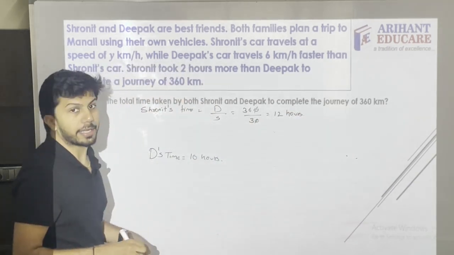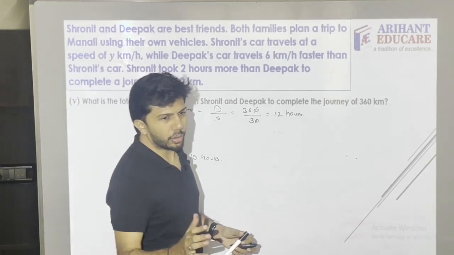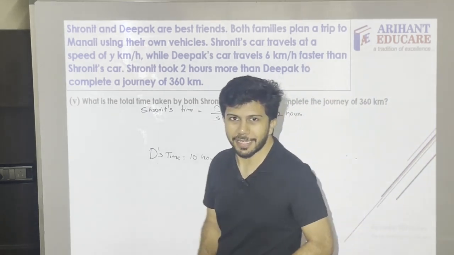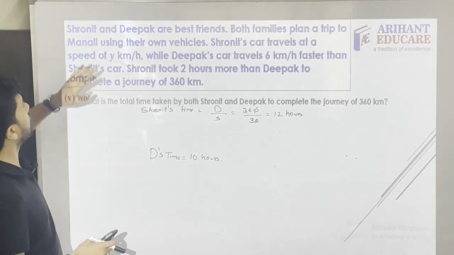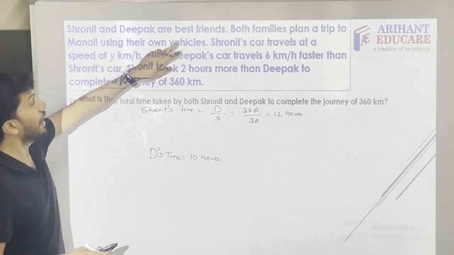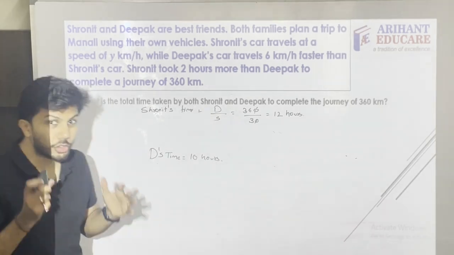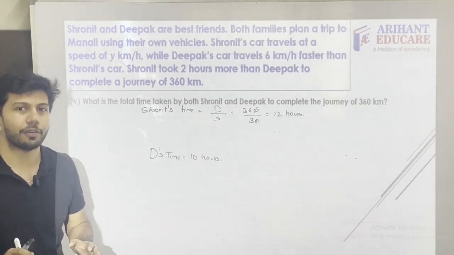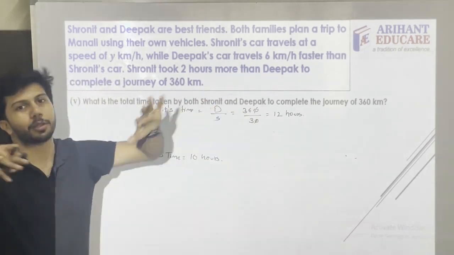My car took 12 hours. Deepak's car took 10 hours. Does that mean the total time we took is 22 hours? My dear student, this is where we make the mistake. They have said in the entire case that both families plan a trip to Manali using their own vehicles. If we both are in Manali to have the vacation together, that means our plan is always going to be scheduled. It cannot work in a way that I start my journey today and Deepak sir will do his journey tomorrow and the total will be 22 hours.